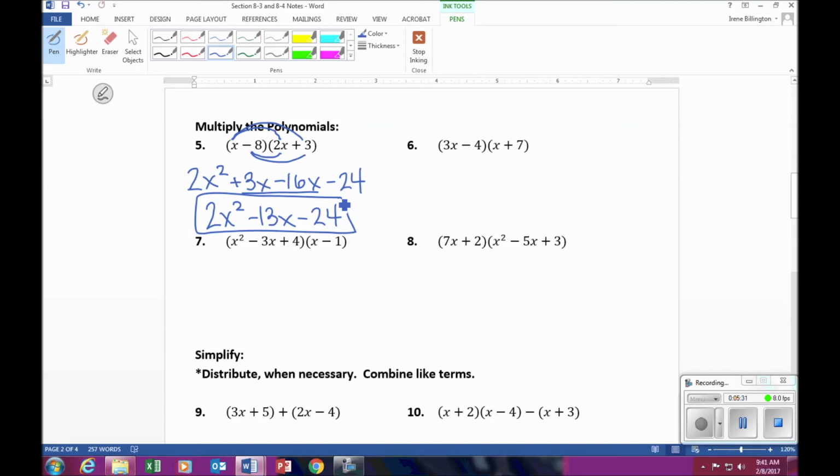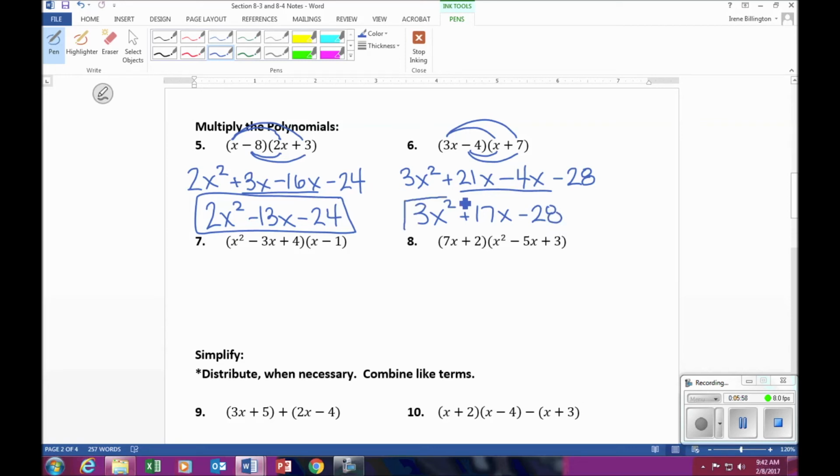Next example, multiply 3x and x. 3x squared. 3x times 7, plus 21x. Negative 4 times x, minus 4x. Negative 4 times 7, minus 28. Combine your middle terms. 3x squared plus 17x minus 28.